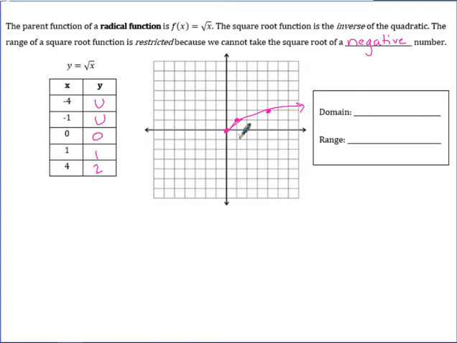Alright, my domain, it goes to the right forever, but on the left side it's going to stop at 0. So 0 less than or equal to x less than infinity. And my range is going to be the same. The lowest it goes is 0, and then it keeps going up forever. Alright, and again, both of those could be written in a little shorter way. We could say x is greater than or equal to 0, and y is greater than or equal to 0. I would accept either of these as a correct answer.